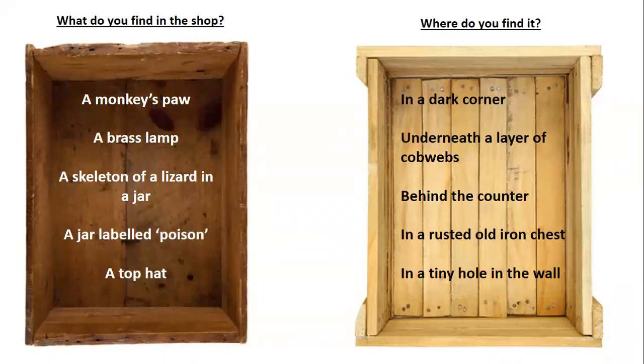So I thought firstly, what could I find? Well, I could find a monkey's paw. I might find a brass lamp. I might find a skeleton of a lizard in a jar, maybe a jar labeled poison, and a top hat. They're my 5 things I might find.